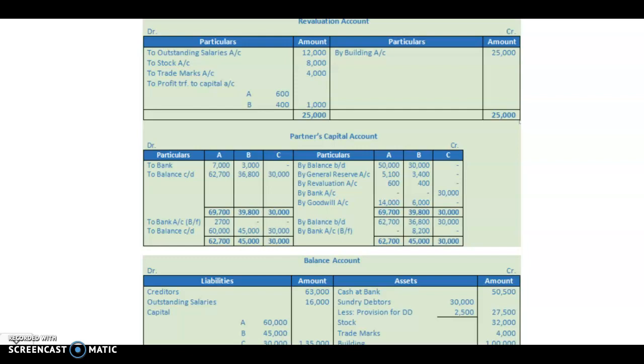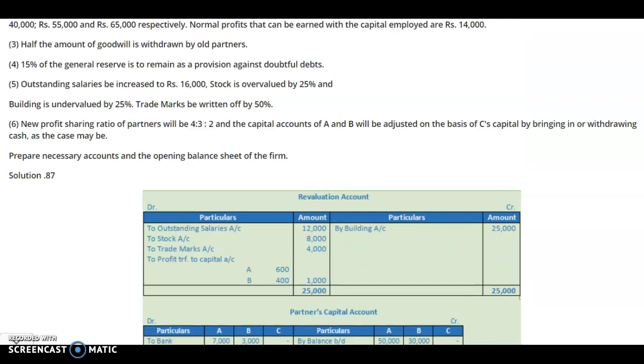Then we will find out the balances. We had calculated that A has a balance of 62,700. Very simply, B has a balance of 36,800. C, there is no problem, 30,000. Now we will have to find out an adjustment in the capital accounts on the basis of C's capital, by bringing in or withdrawing the cash as the case may be.